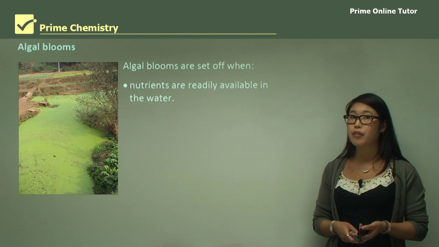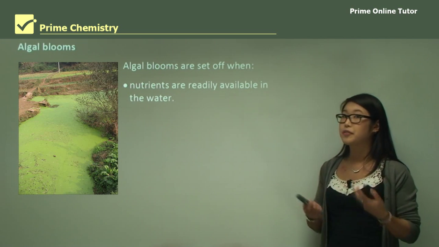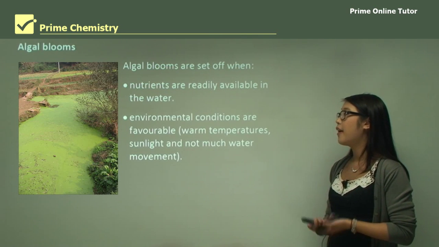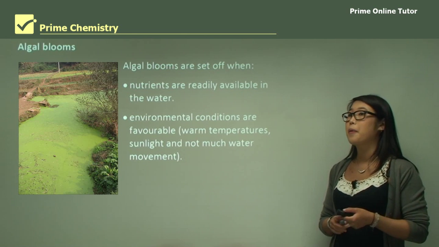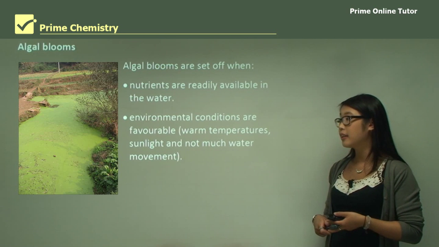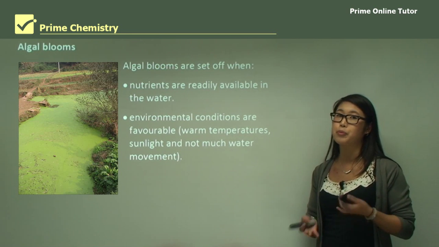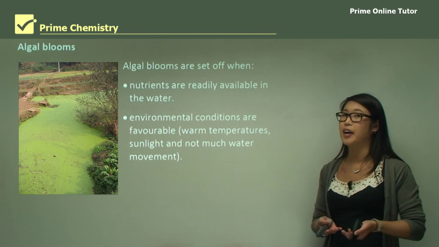Algal blooms are set off when we have too many nutrients. So nutrients such as phosphate groups can cause algal blooms. Environmental conditions which are favourable also can cause algal blooms. So we need warm temperatures, we need sunlight, and we need still water, because movement of water will move the algae, and so they can't grow.